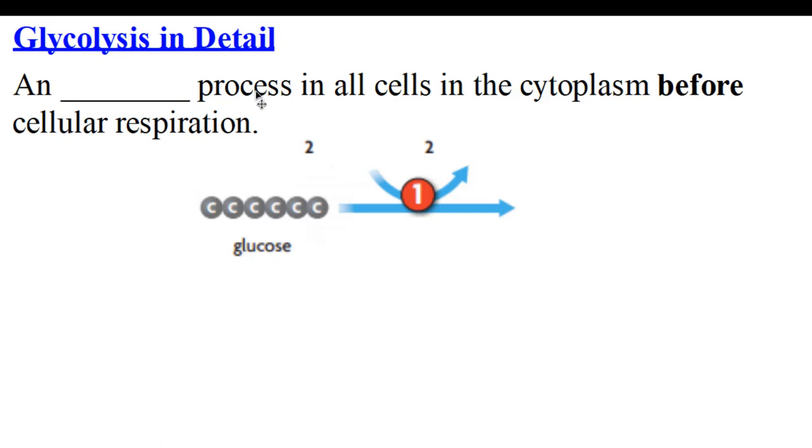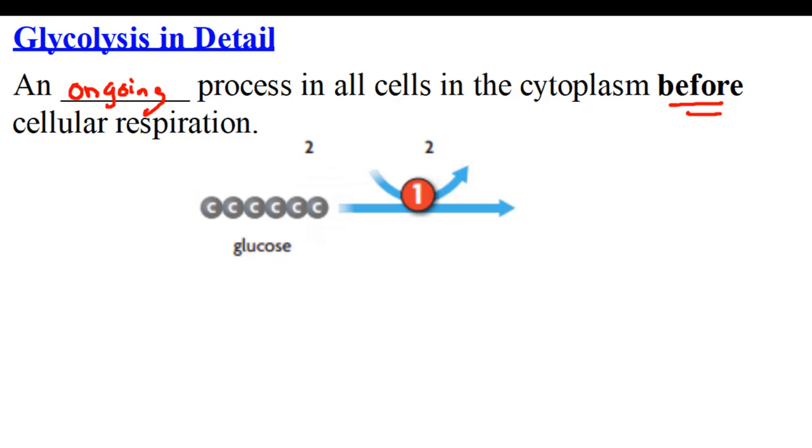Glycolysis in detail is this amazing process. It's an ongoing process. It's never stopping. It's an ongoing process in all cells, in the cytoplasm, before cellular respiration. So this is pre-stage 1. What's happening here is, remember, we just did an overview and said we get glucose, and we get 2 molecules of ATP with 2 moles of 3-carbon molecules. Well, there's more happening here. There's a stage 1 in our pre-stage 1.